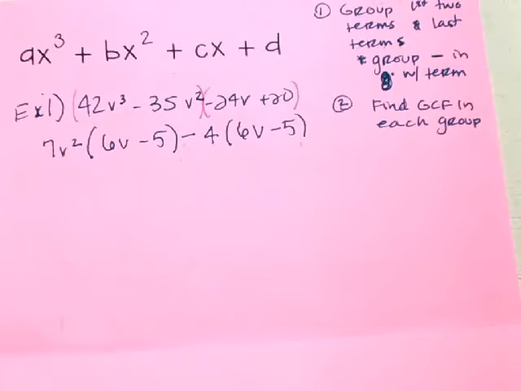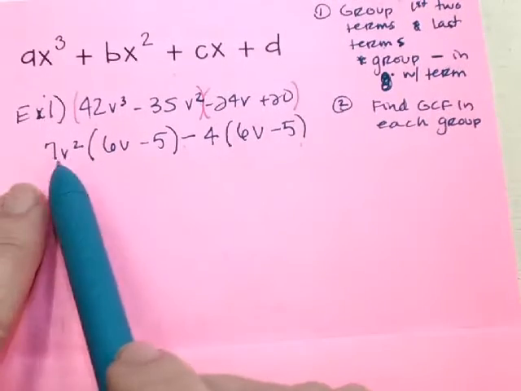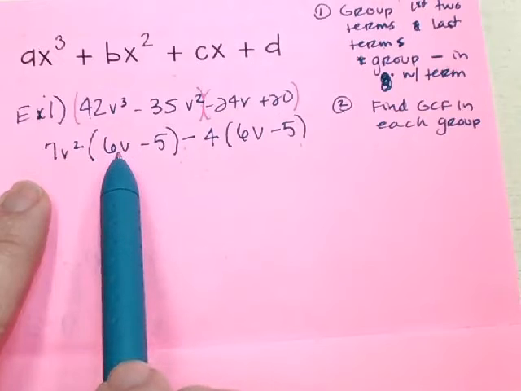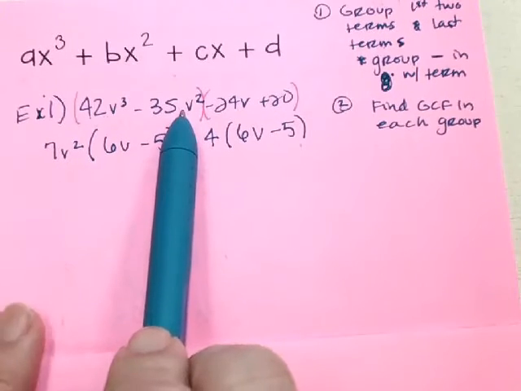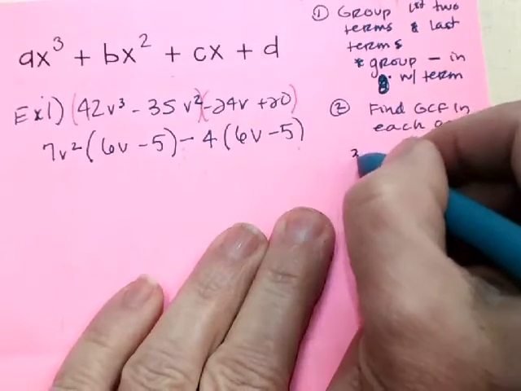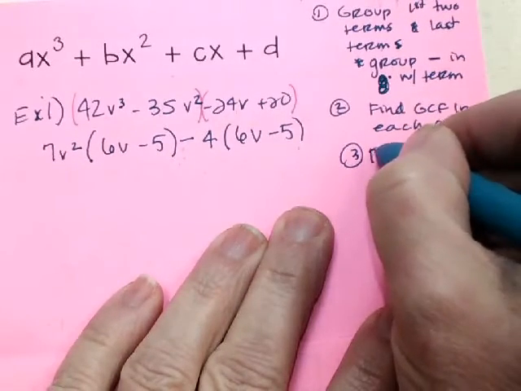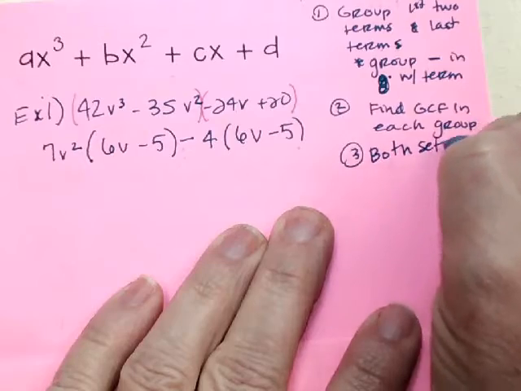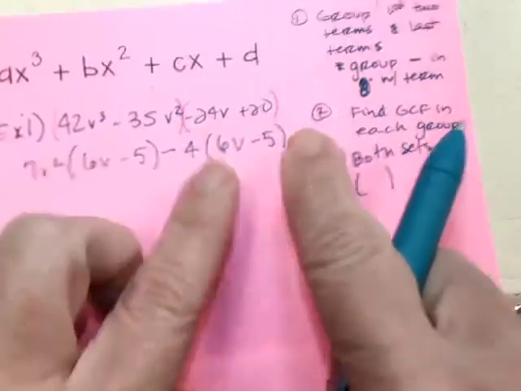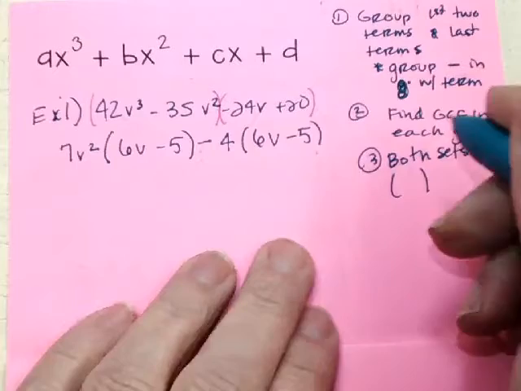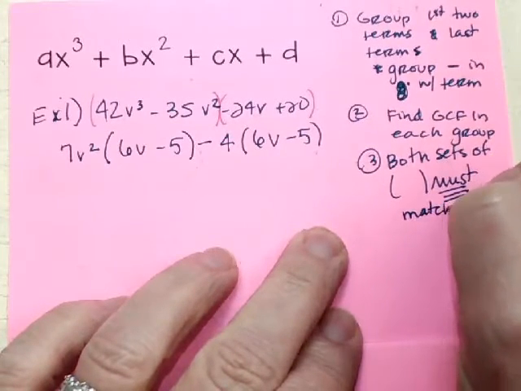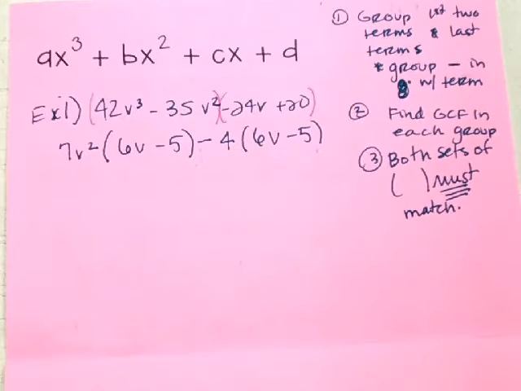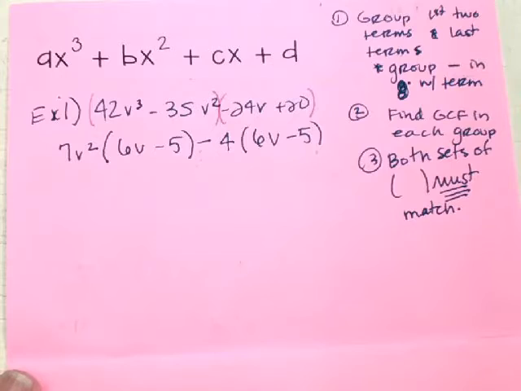Anyway, so I found my greatest common factor. Check it. 7v squared times 6v is 42v cubed. 7v squared times negative 5 is negative 35v squared. So here's the trick to the whole thing: both sets of parentheses must match. If they don't, something's wrong and you need to go back and re-evaluate what you did and see what the problem might be.